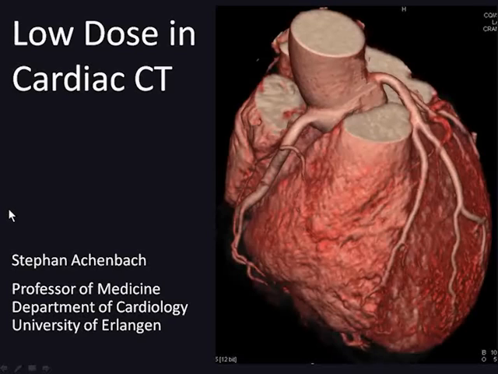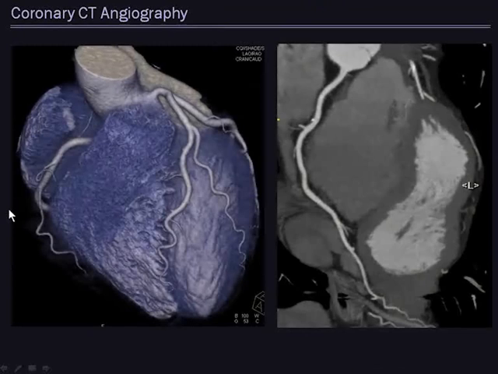You're probably all aware of the fact that CT imaging of the heart has made tremendous progress in the past years, and it is now possible to use it clinically in many instances to detect and to rule out coronary artery stenosis, for example in three-dimensional reconstructions as you can see over here, or in two-dimensional displays of the coronary arteries as you can see on the right-hand side.